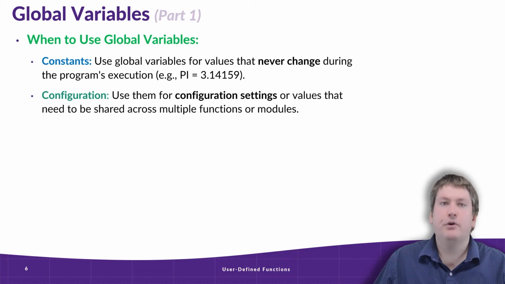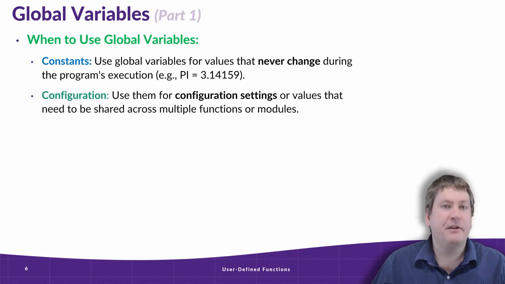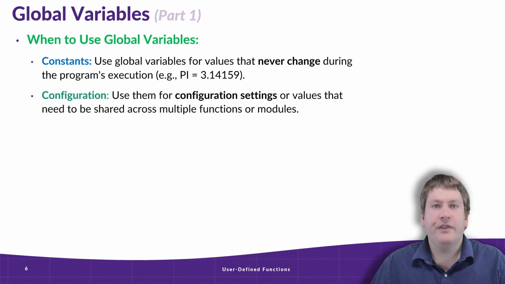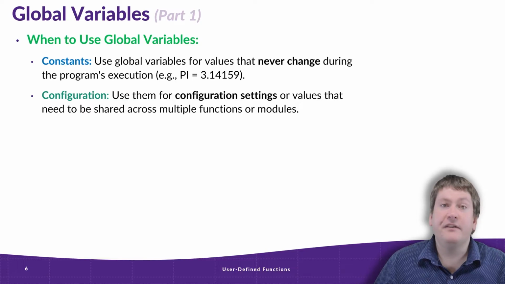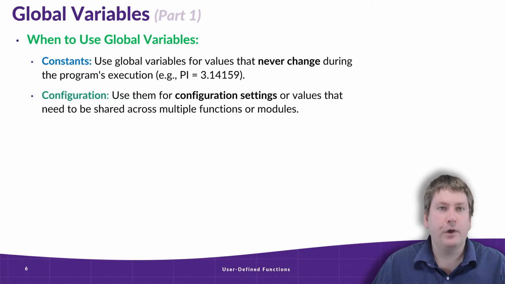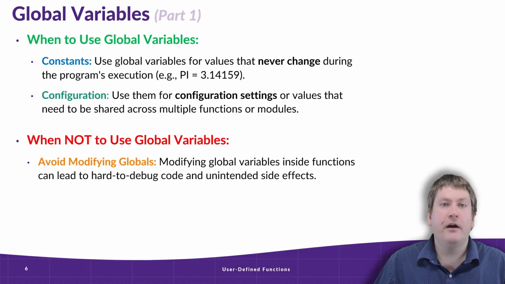Another good use of global variables is for configuration. So maybe at the top of the program, we have a few configuration settings, maybe a certain file it's accessing, or things like that rarely change. And this is another good use because these are effectively constants that functions are going to need to know about to change how they work. We should also be aware of when we should not use global variables.